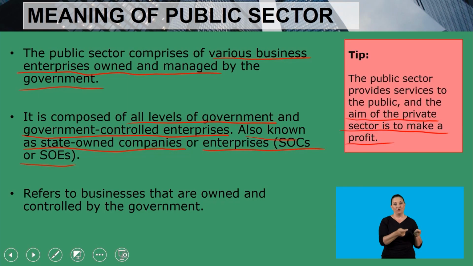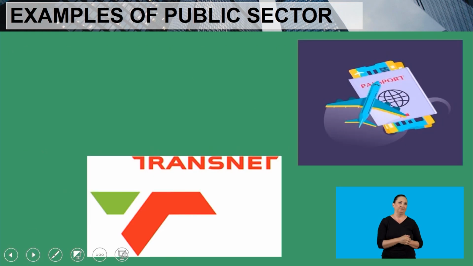Hence, we call them the state-owned enterprises or the state-owned entities. So obviously, in this public sector, the government is the majority shareholder. Hence, he is able to control these businesses that fall under the public sector. It refers to businesses that are owned and controlled by the government. Here are the examples of public sector businesses.